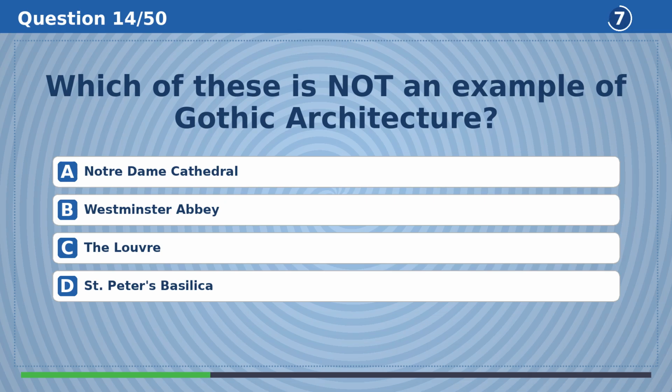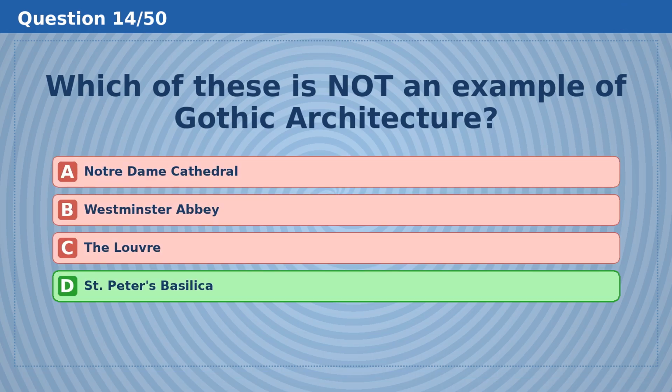Which of these is not an example of Gothic architecture? The answer is D, St. Peter's Basilica.